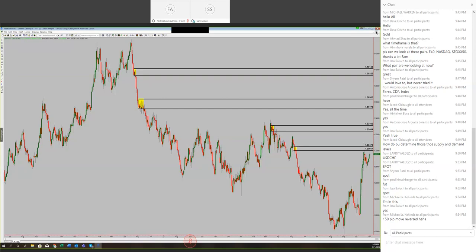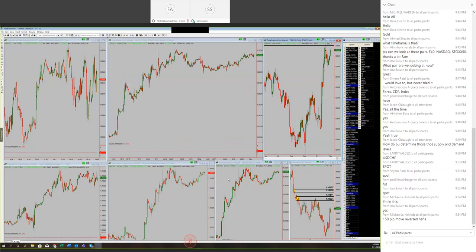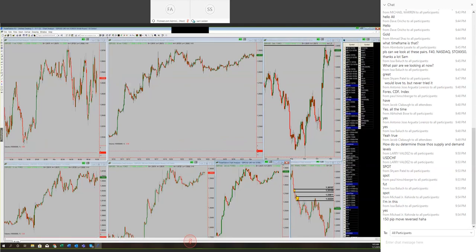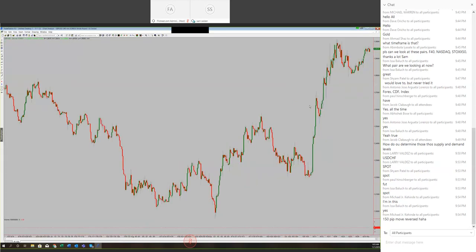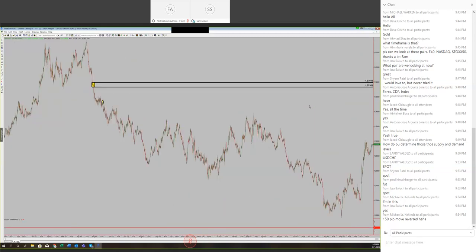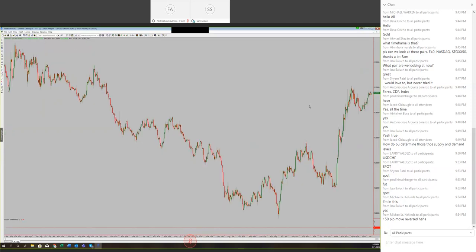That's the daily. Let's also go take a look at the 4 hour. Now, I think you're going to see not too far above current. Oh yeah, I guess this one's kind of way up there. Never mind. That one's too far to worry about.